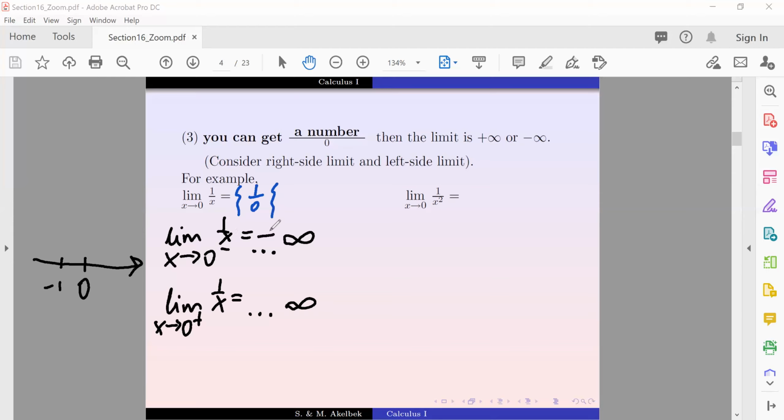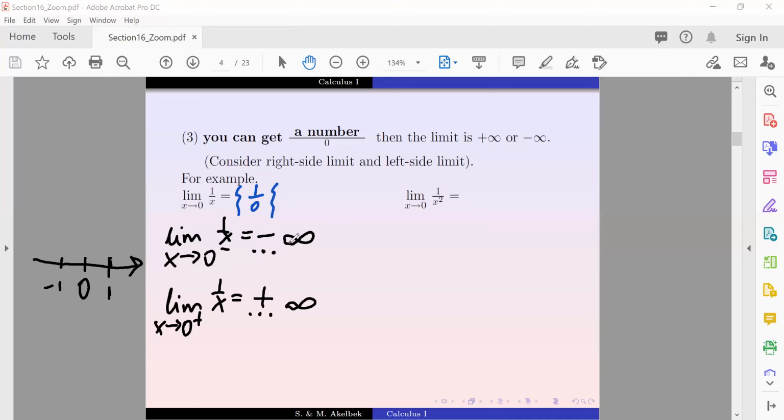And I do the same thing from the right side. If I approach 0 from the right side, I can choose 1. 1 over 1 is positive, so the value is positive. So to determine whether it's plus or minus infinity, you choose a number from the left side of 0 or from the right side of 0.